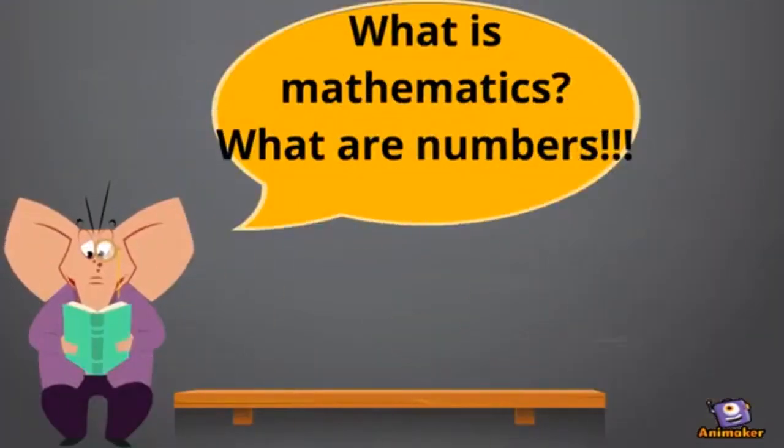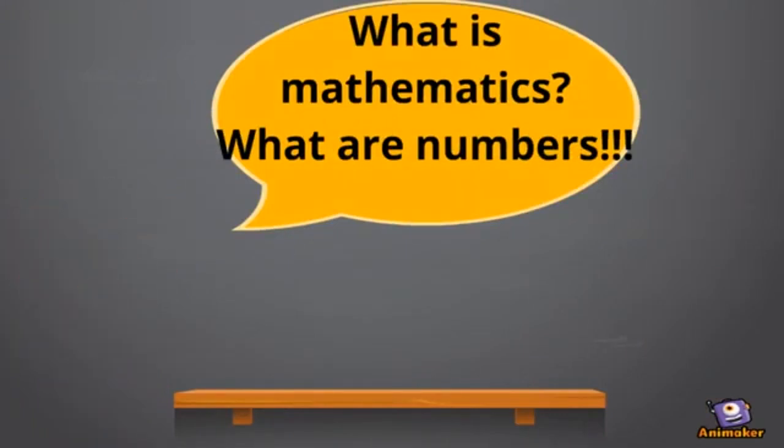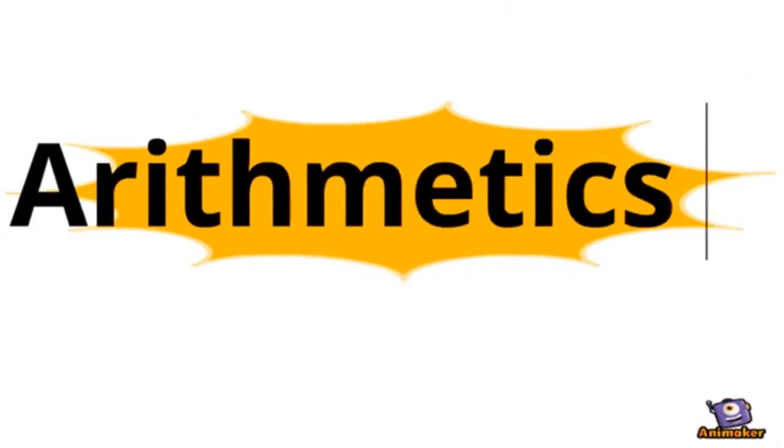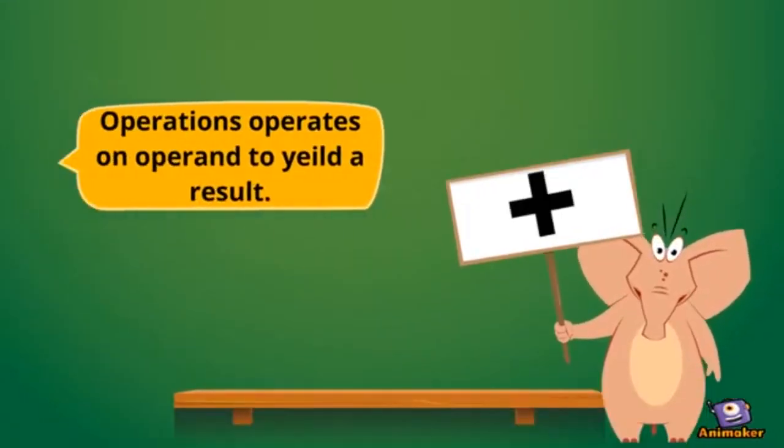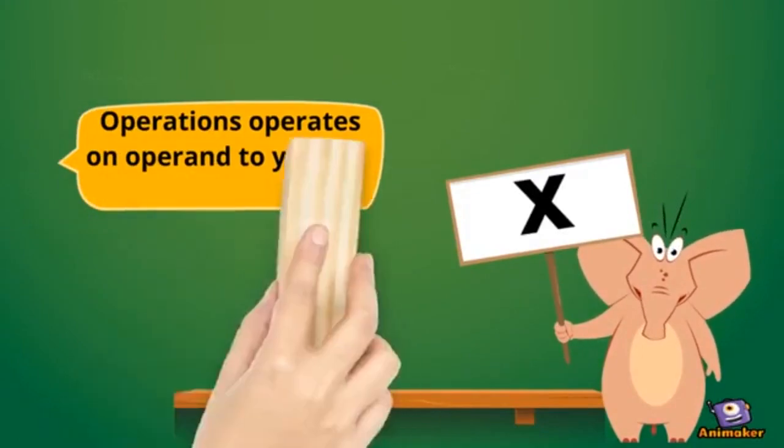Previously, we learnt about the nature of mathematics and the origin of numbers. Today, we'll learn about the basic operations we do with numbers. In other words, arithmetic. Arithmetic is the theory of natural numbers or positive integers. It stands on the operations of addition and multiplication which are governed by certain laws.